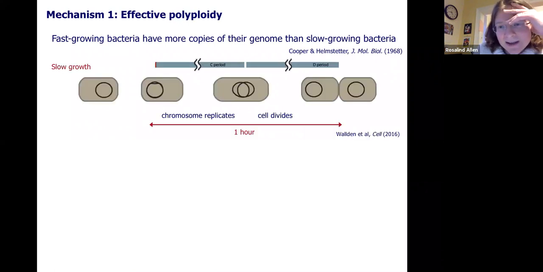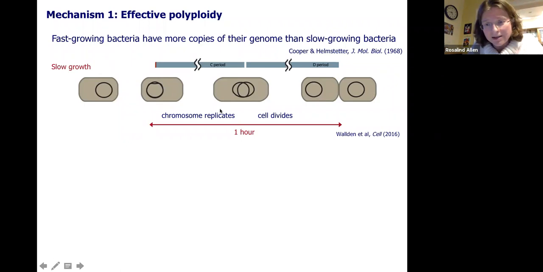And just to illustrate why that is, so here's a schematic of a slow growing bacterium. And so as the bacterium elongates and divides, as it elongates, it copies its DNA. So it has this circular DNA chromosome, and it's gradually copying the DNA as it's growing. And then at some point it's finished copying the DNA and it separates the chromosome into two daughter chromosomes, and then it divides. Okay, and this whole process of copying the DNA and dividing the cell takes about an hour.